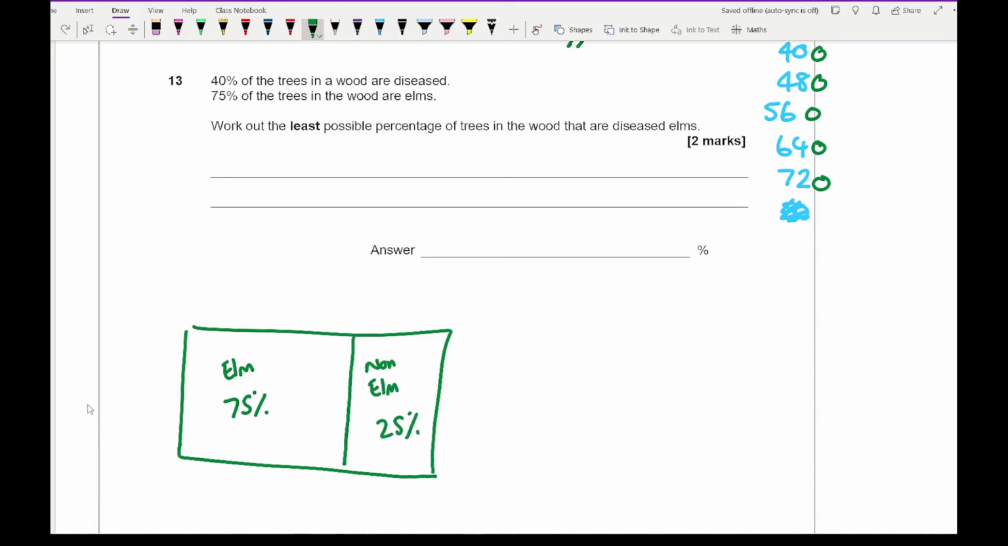Now 40% of this block is going to be diseased. Now for the smallest amount, if I want to minimize the amount of diseased elm trees, then let's imagine all of these non-elm are diseased. So that's 25%. So what percentage more do I need to make it up to 40%? Well, I'm going to need another 15%. And so the smallest amount of possible elm trees that could be diseased is going to be 15%.